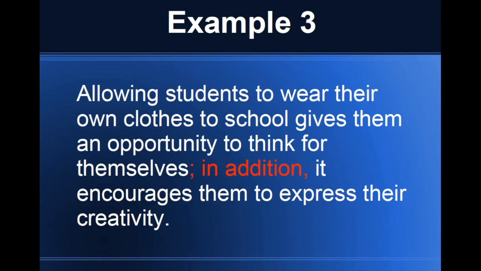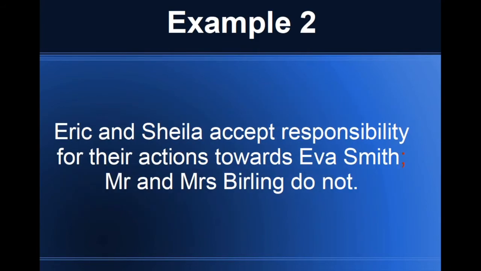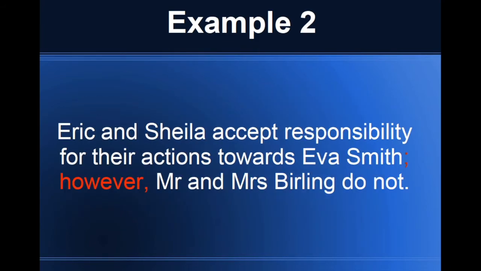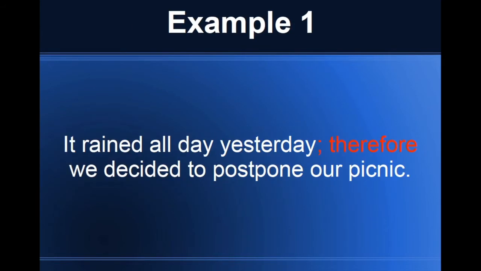And I've put a little comma after in addition because I would pause slightly after saying that. And actually, if I go back to example 2, I did the same thing with however. I put a comma after it because, again, I would pause slightly there. I would say, however, Mr. and Mrs. Burling do not. So it sounds a bit more emphatic, like I'm making the point. But going back to the first example here, therefore we decided to postpone our picnic, I wouldn't pause after that, so I didn't put a comma there.